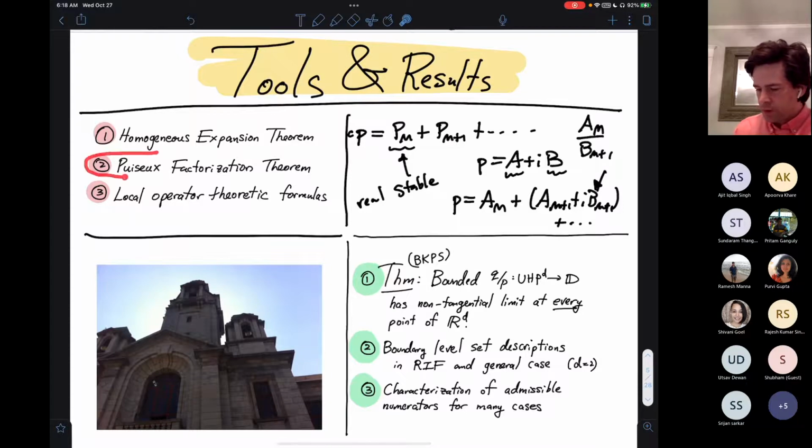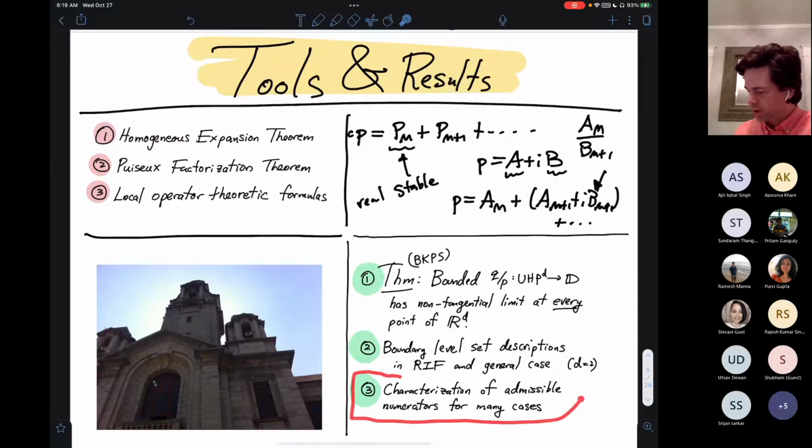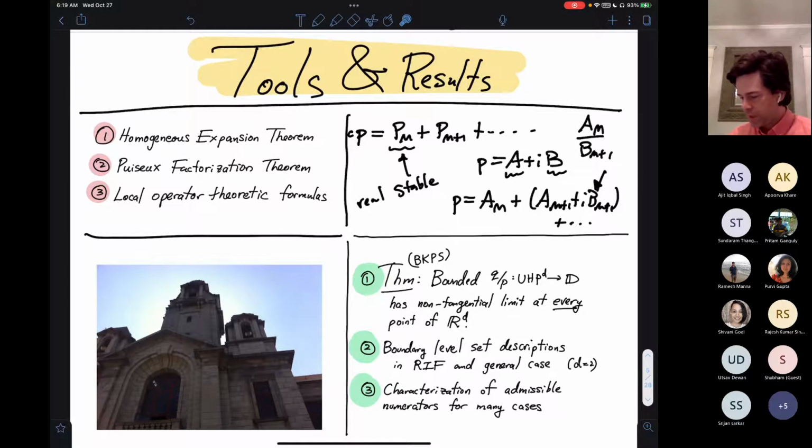Our second tool is what I'll try to focus on today, and this is the part that excites me a lot, but it does get a little technical later. So I don't want to scare anyone, but it gets a little messy. But I'll try to do my best to explain it. So the Puiseux factorization theorem that I'll present lets us do a bunch of different things. In particular, talk about this admissible numerator question that I mentioned. We can characterize admissible numerators for many cases, and there's also lots of other interesting stuff we can do with it. And it's also related to describing boundary level sets for rational inner functions and just general bounded rational functions.